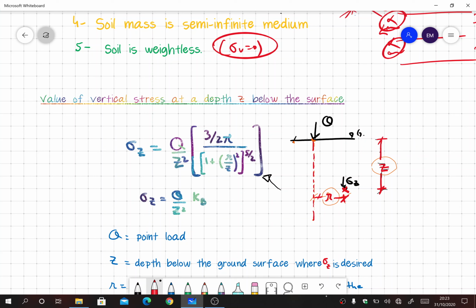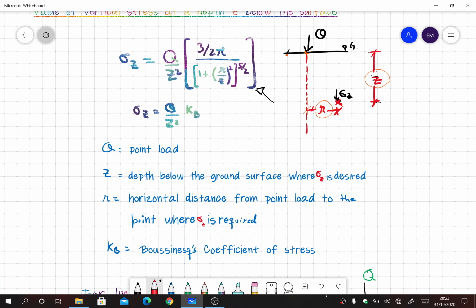So now we understand that Z is the depth and R is the radial distance from the point of application of the Q. So we come to the equation that says sigma Z is equal to Q over Z square times 3 over 2 pi times 1 plus R square over Z square raised to power 5 by 2. R and Z we are already familiar with. Q is a point load being applied, so that can be summarized to Q over Z square times KB, where KB is the Boussinesq coefficient of stress. So this was the Boussinesq method.